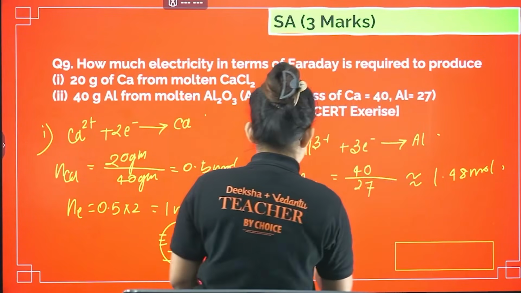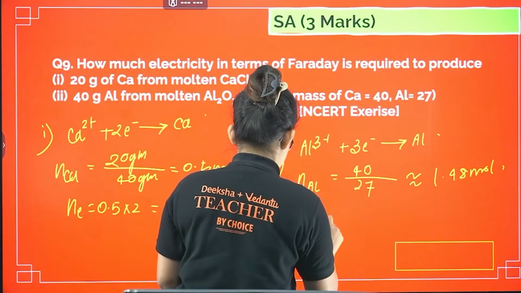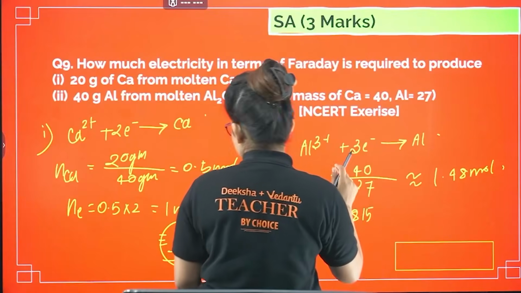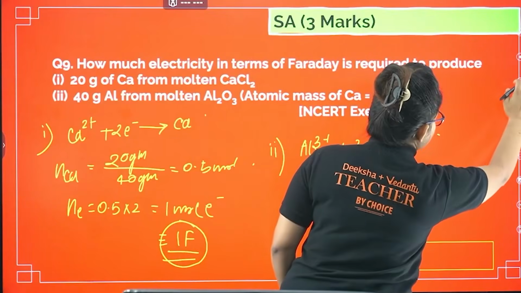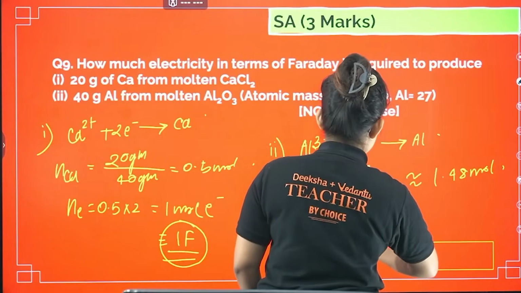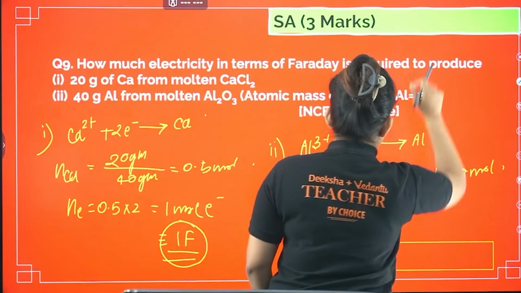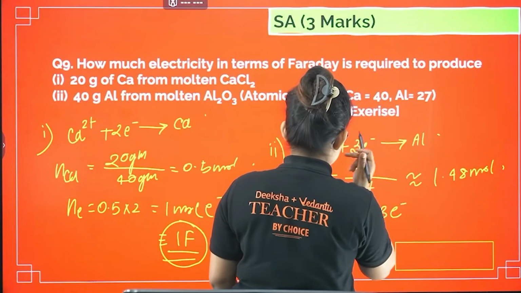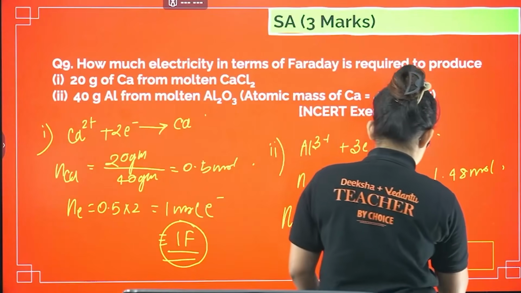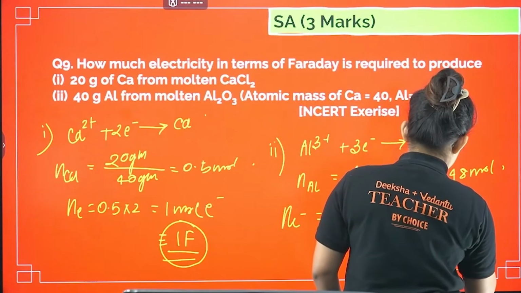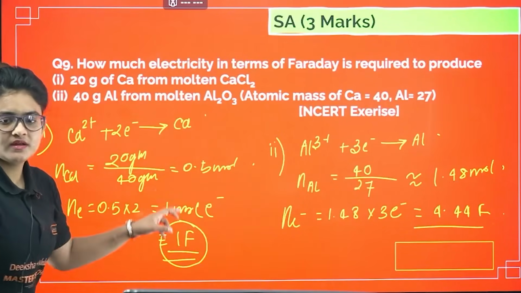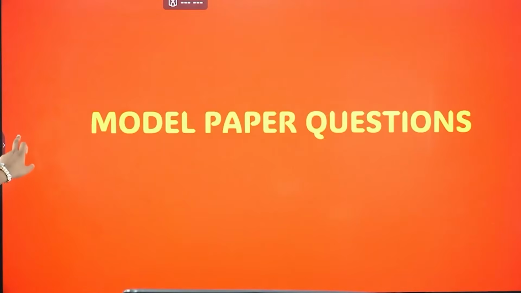Okay, so now simply number of moles of electron in the same way you can calculate 1.48 into 3 electron, right? So from here you will get something like 4.44 Faraday. Okay, I guess this is clear to you. Let's proceed. Here we will discuss some model paper questions.